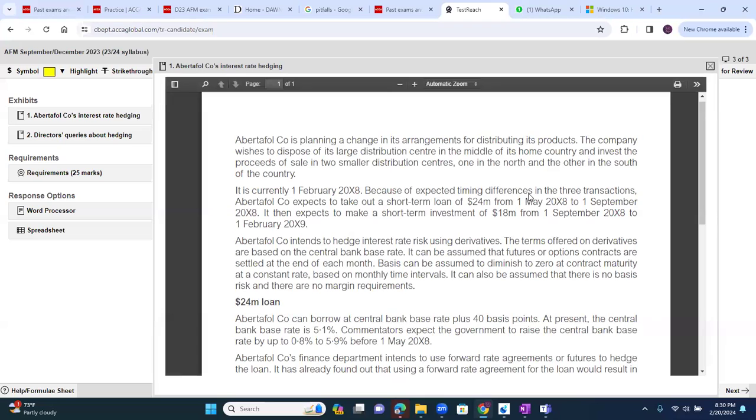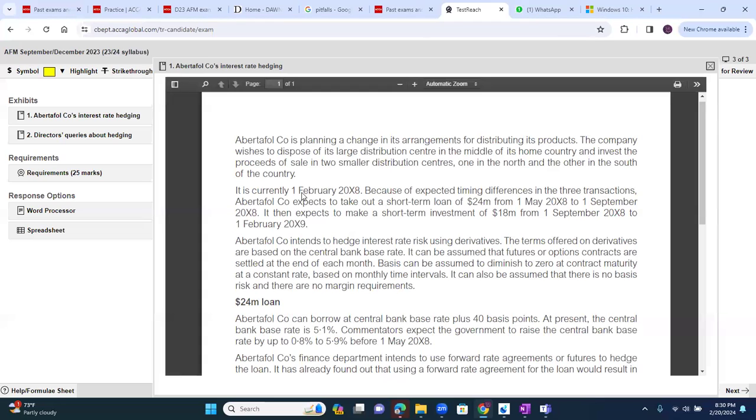Because of the expected timing difference in the transactions, Aber company expects to take out a short-term loan of 24 million on 1st May. Today is 1st February: Feb, March, April. After 3 months, you will borrow on 1st May to 1st September: May, June, July, August, for 4 months. It can then expect to make a short-term investment of 18 million from 1st September. So after 7 months, you are going to do the investment for September, October, November, December, January, for 5 months.